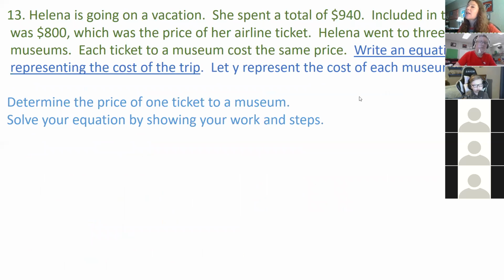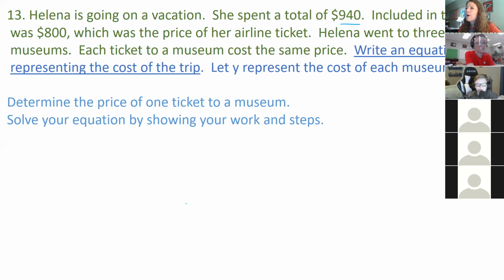All right, Helena's going on vacation. She spent a total of $940, included in that amount was $800, which was the price of her airline ticket. And then she went and visited 3 different museums. Each ticket to the museum cost the same price. Write an equation representing the cost of the trip. Let y represent the cost of each museum.